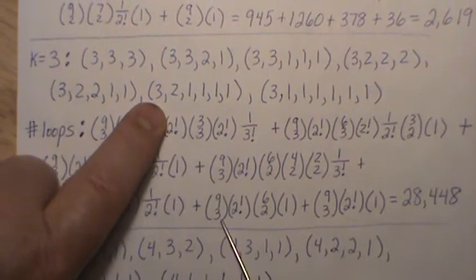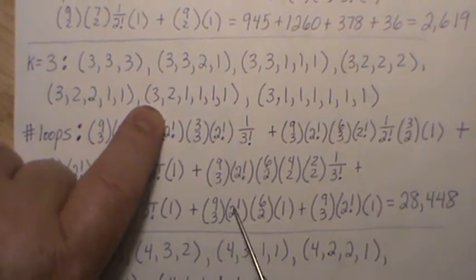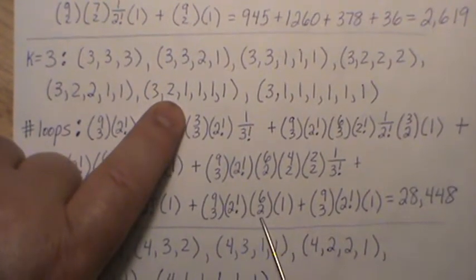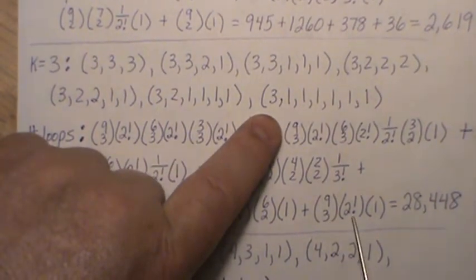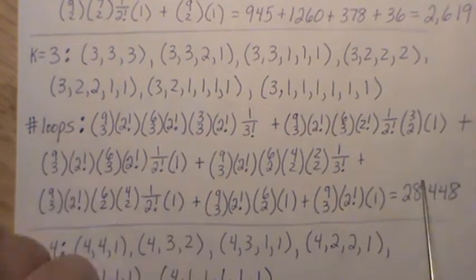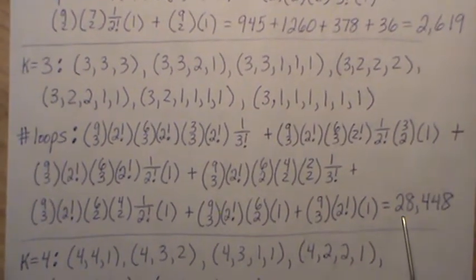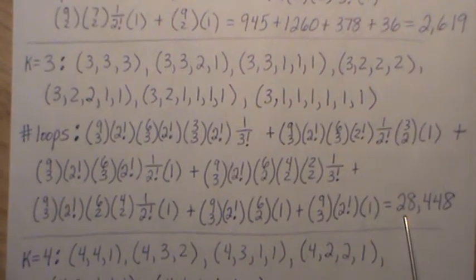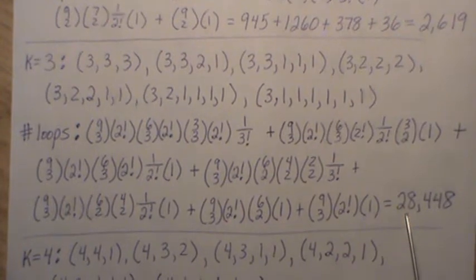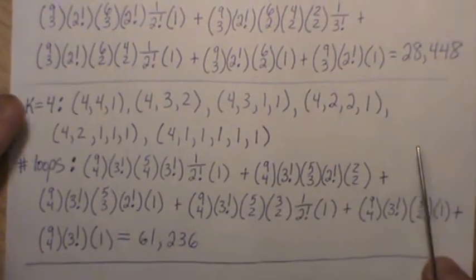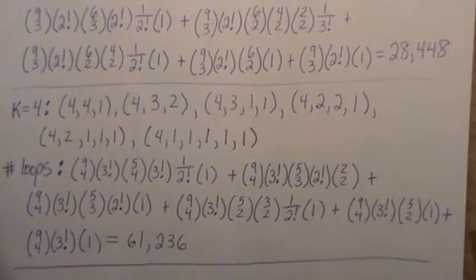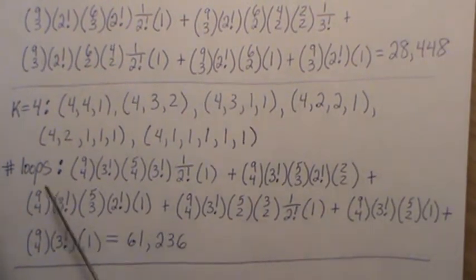Here, there's 9 choose 3, 2 factorial ways to mix them up. 6 choose 2, and then 1s. 9 choose 3, 2 factorial ways to mix them up, then 1s. So there's 28,448 different ways that you can have loops with a maximum loop of 3. Now this is really the last tedious one, and then all of them are really straightforward, and that's page 3.